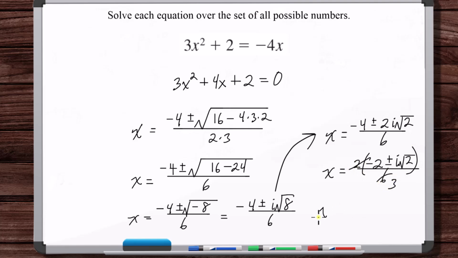So, okay, we've got minus 2/3 plus or minus root 2 over 3i. Just to point this out, an intermediate step, we could have written this as minus 2 plus or minus i root 2 over 3, after we factor out the 2 and cancel.